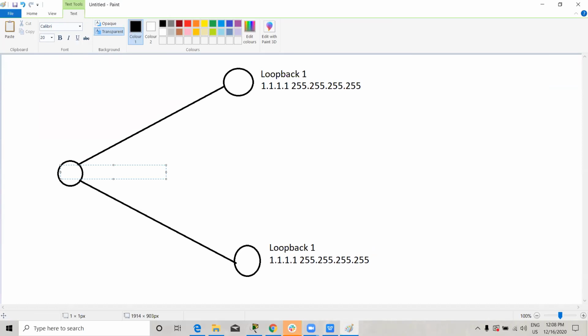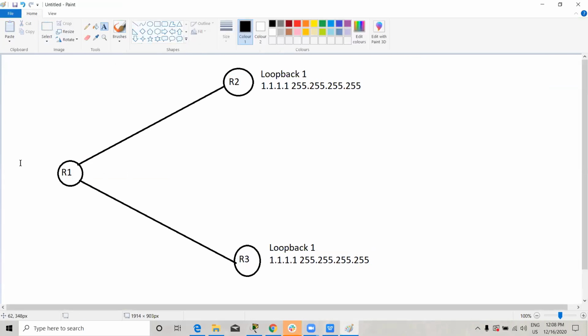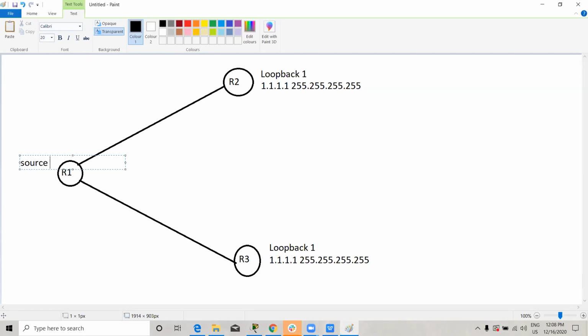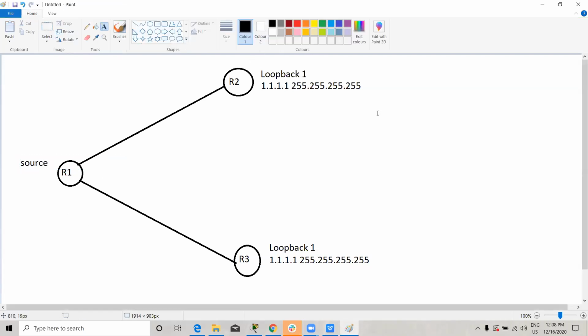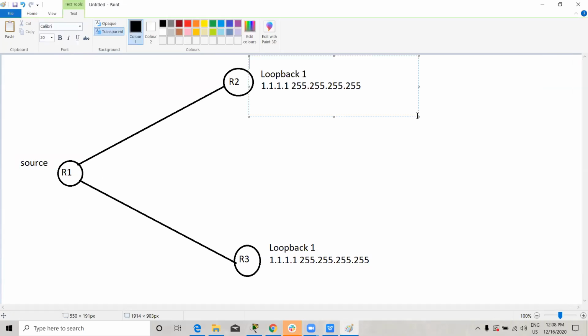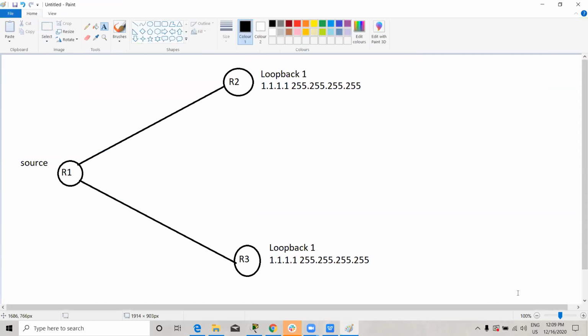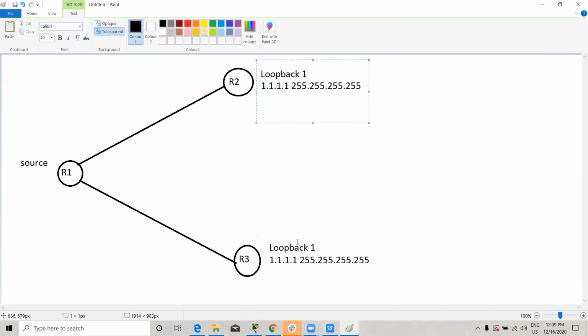Here we have router one. This one is router two. And this one is router three. Source is router one and destination is loopback one. So for router one, our destination is loopback one. The same destination we have created on both routers.